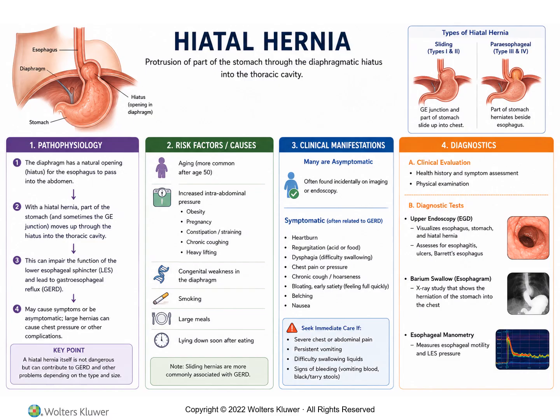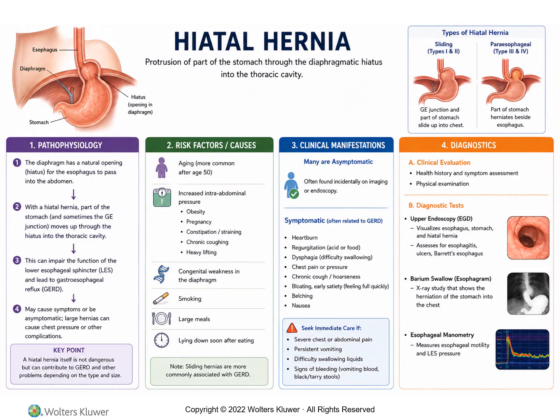Let's look at the risk factors on this slide, and you'll notice a common theme: increased intra-abdominal pressure. So things like obesity, pregnancy, chronic coughing, constipation and straining, and heavy lifting, these all increase pressure within the abdomen. And over time, particularly as the tissues of the diaphragm weaken with aging, that pressure can contribute to the stomach moving through the hiatus.